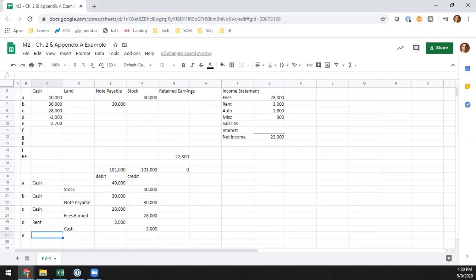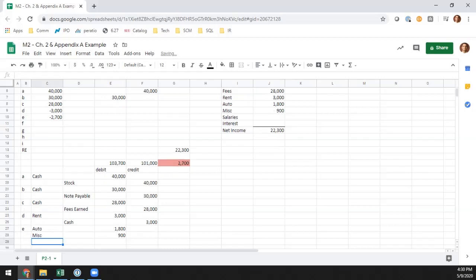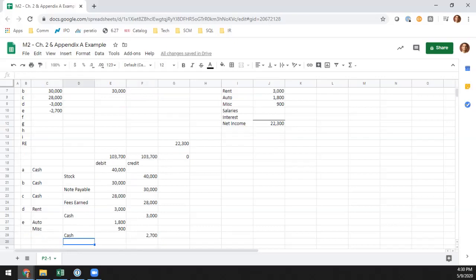Now, let's see. We paid auto. Auto flows through to retained earnings, and retained earnings decreases with a debit. So we're going to debit that for 1,800. We also paid miscellaneous. Again, it's on the income statement, which flows to retained earnings, and a debit will decrease retained earnings. So we're going to decrease by the 900 we paid for that. And then again, we paid with cash. So cash, and cool, we're balanced again.